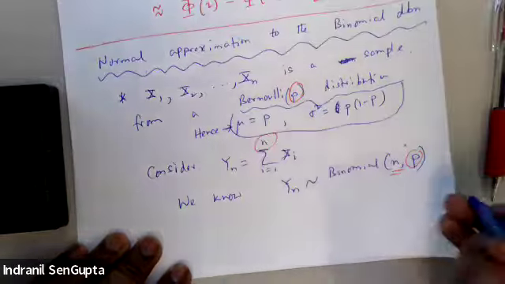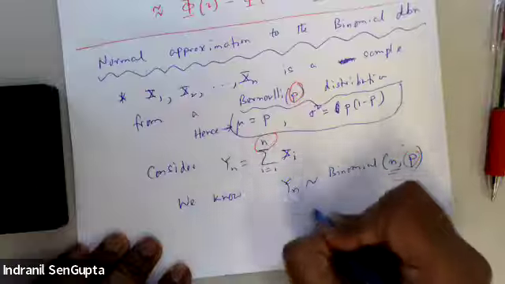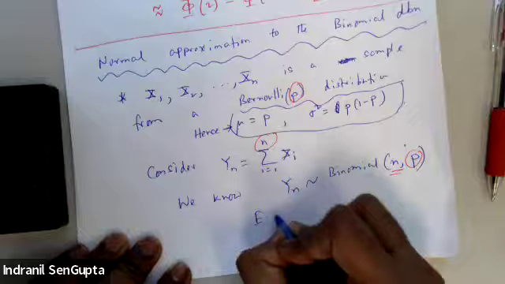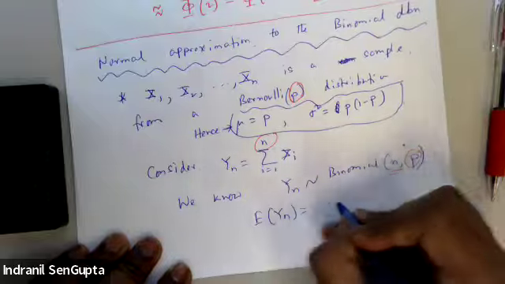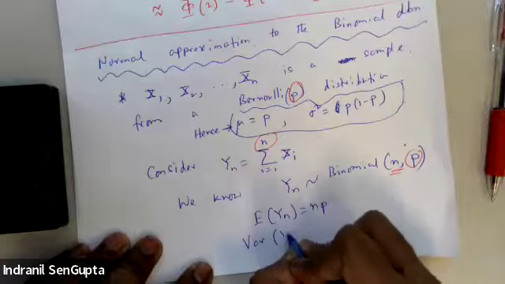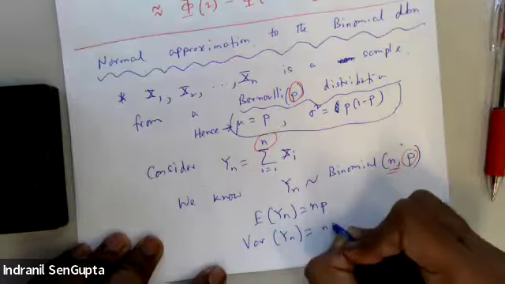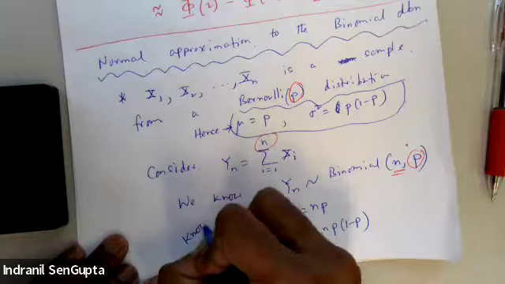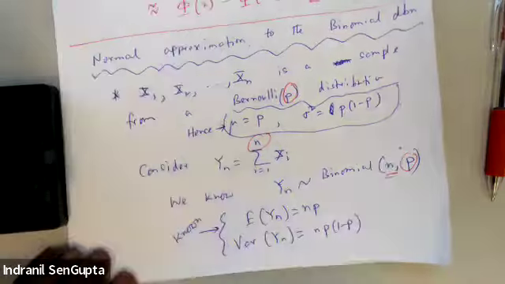Also observe the expected value of this. E of yn is really np. We know that. And the variance of yn is n times p times 1 minus p. Known from some previous course.